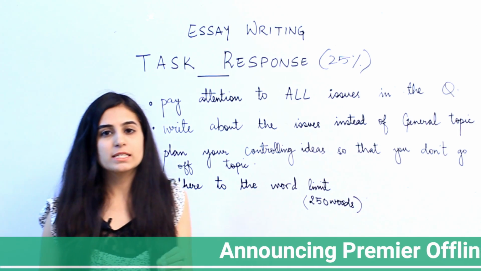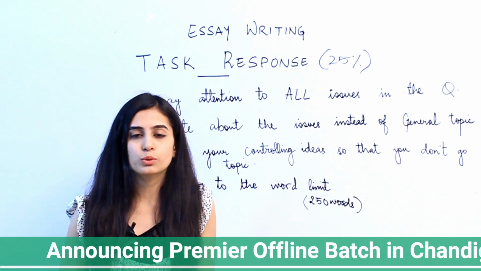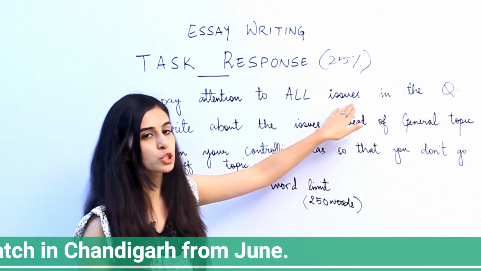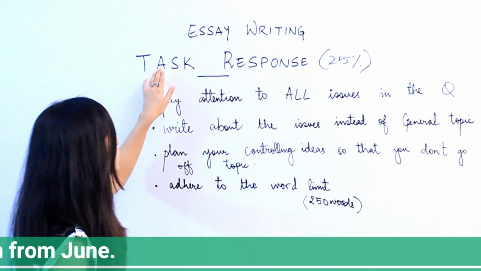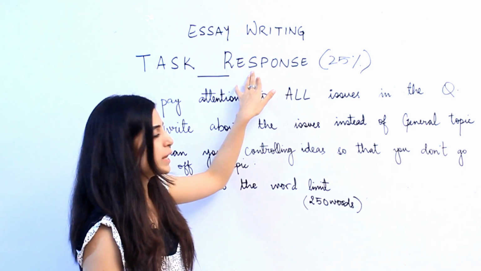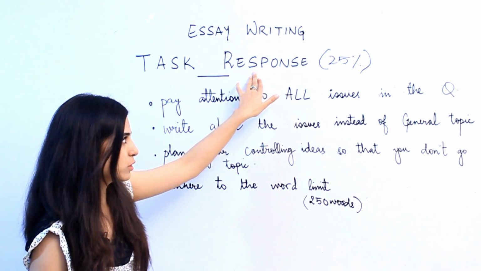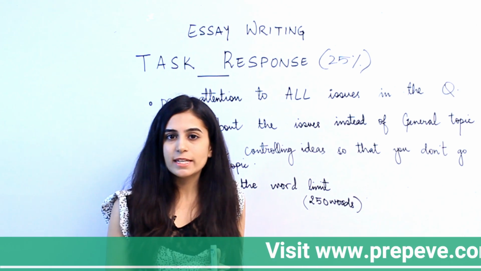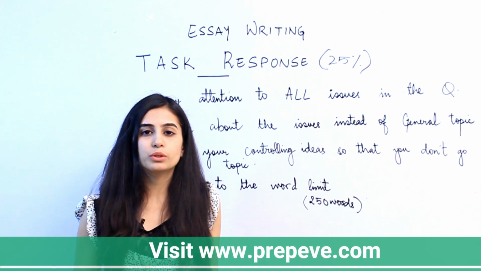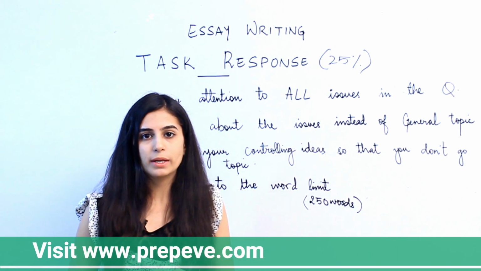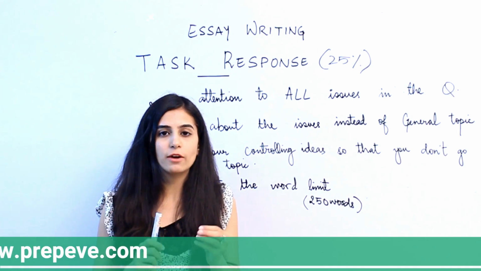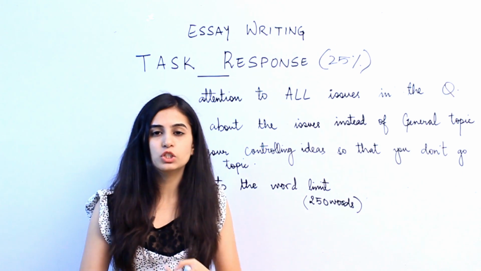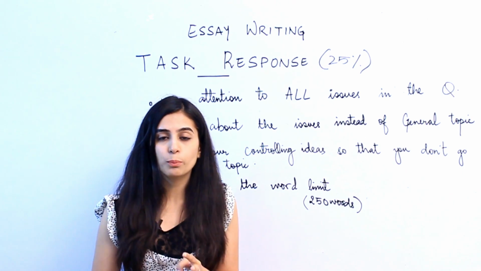So in your essay question, you have certain issues that you have to respond to. Only when you respond to these issues or tasks will you be able to score well in the task response parameter. So what are the issues? For example, in an essay question which asks you to tell the advantages, disadvantages and the opinion, you have to respond to each one of them. You have to tell the advantages, disadvantages and opinion.